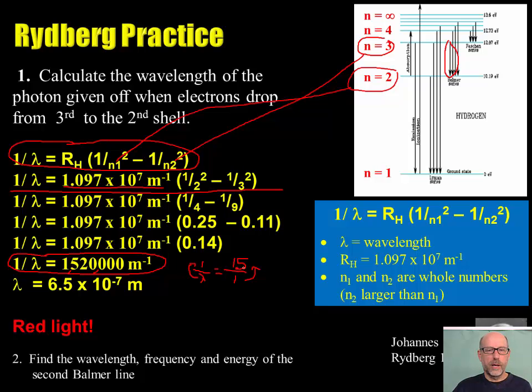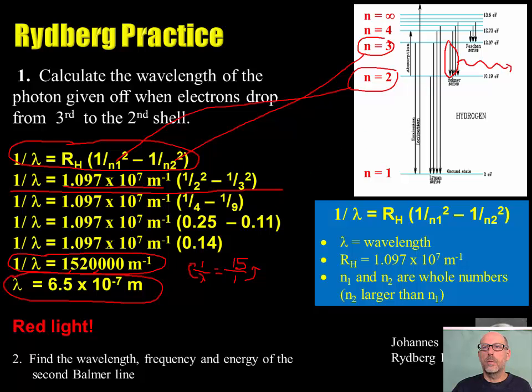We take 1 divided by 1,520,000, and we hit enter on our calculator. We end up with this number. Lambda, the wavelength, is 6.5 times 10 to the negative 7th meters. We look through our spectroscope at this, and I look for 6.5 times 10 to the negative 7th, I find out it's red light. That makes sense because this is a Balmer line, and we know it's going to be some sort of visible light, and it turns out that it's red.